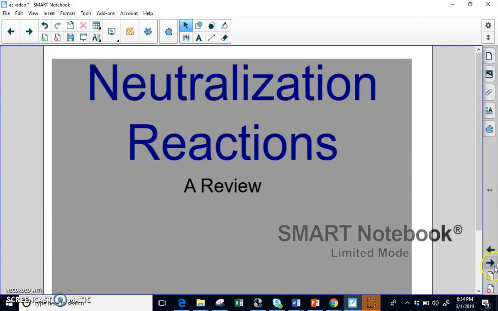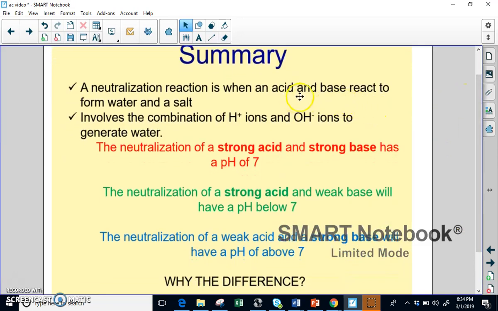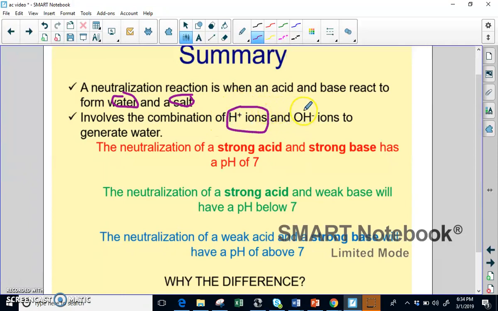Alright, so let's begin. Neutralization reactions are when an acid and a base react completely. So equal moles of acid and equal moles of base react completely to produce water and a salt. And remember, a salt is an ionic compound. It involves all the time the combination of the H+ ions from the acid and the OH- ions from the base to generate water.